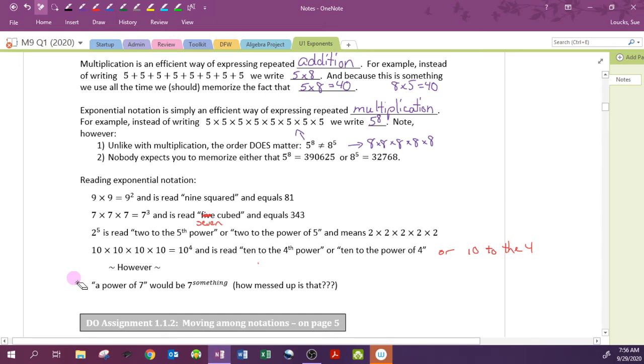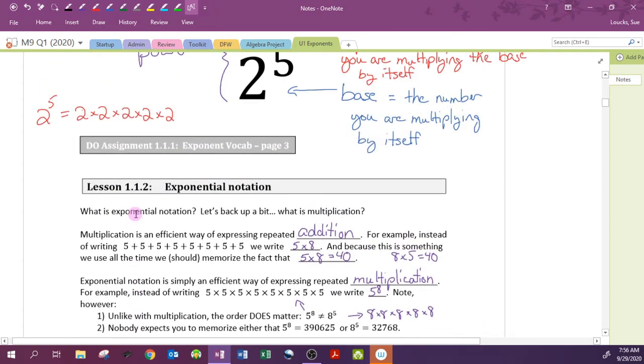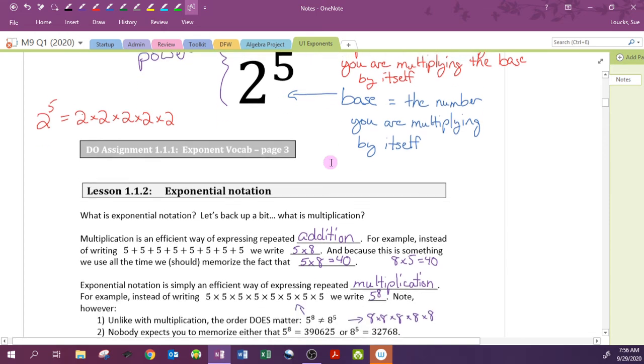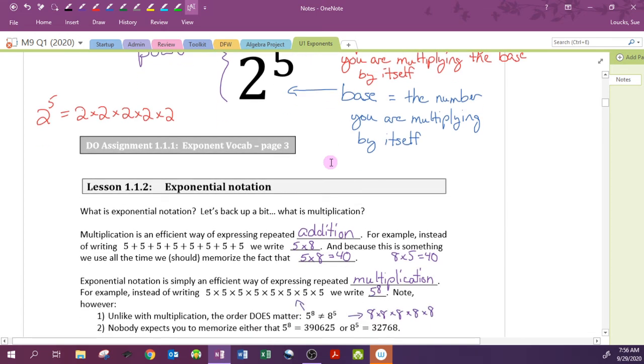The other thing is, although we call the whole thing a power, properly we should probably say this is 2 to exponent 5, but I've only ever heard one person in my life say that. Everybody else says 2 to the power of 5. So that's just the way the world works sometimes. Okay. All right. I said I would show you which exponents you are expected to know.